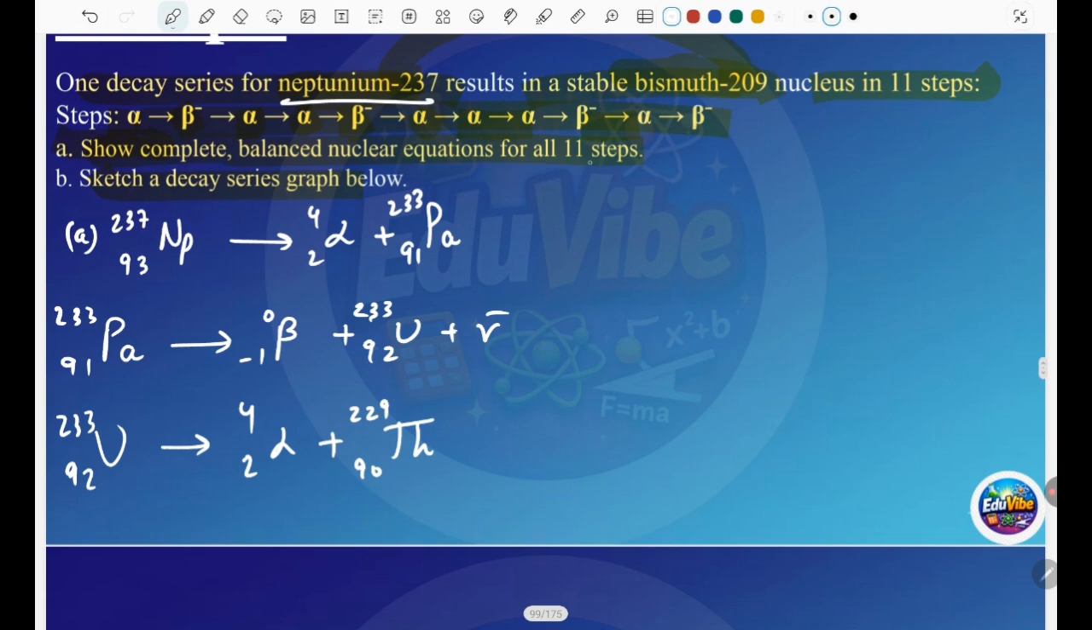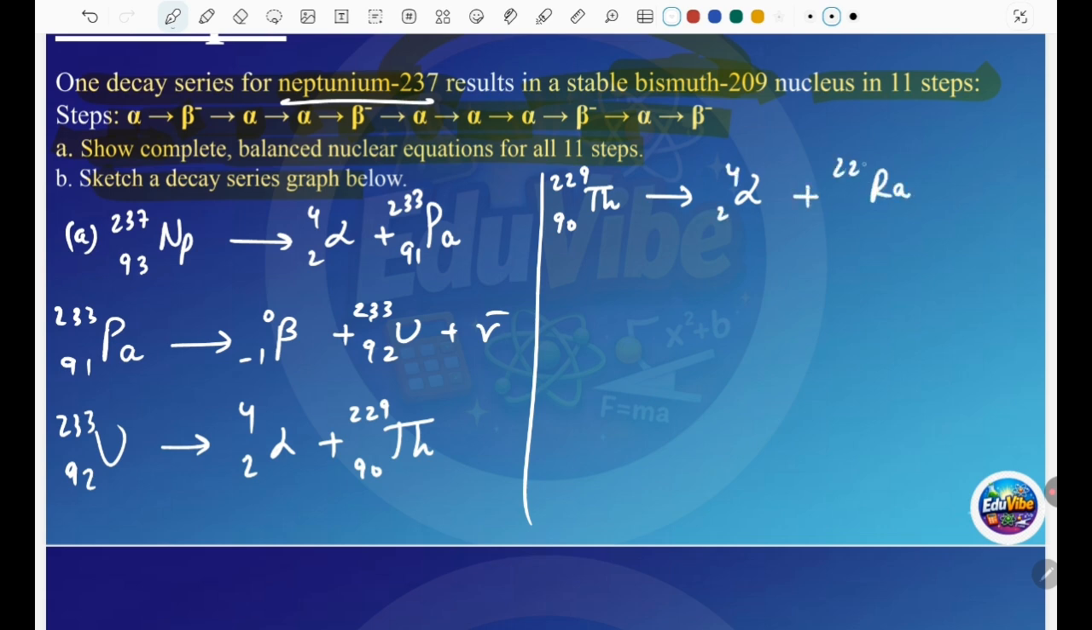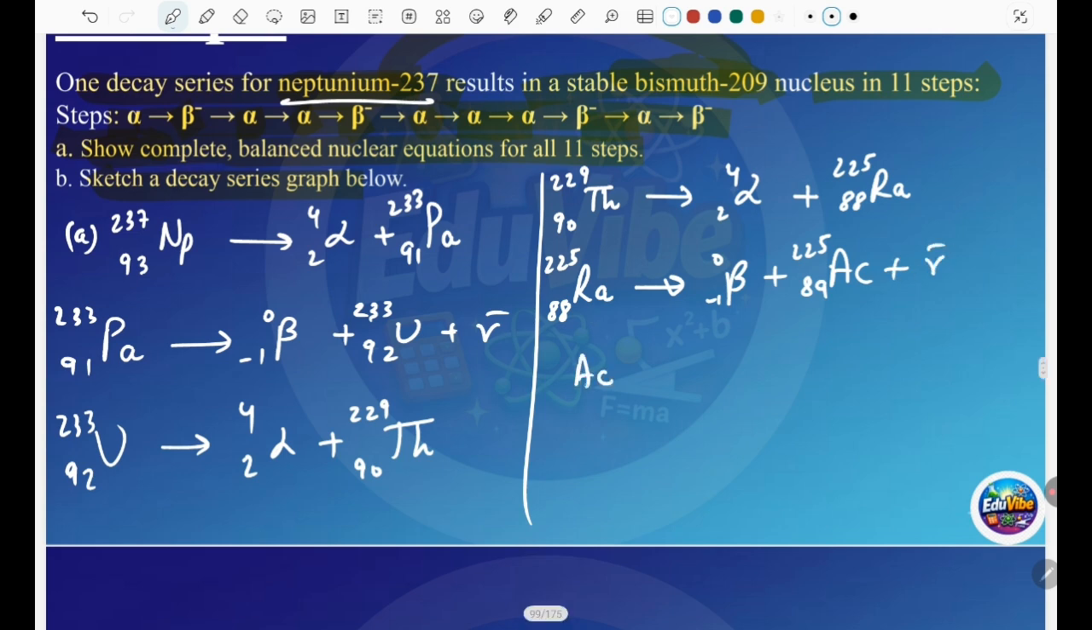Then let's do from here. Then here we have Th-229, 90. This is again an alpha decay. So we have alpha 4, 2 plus Ra-225, 88. Then we have Ra-225, 88, and you will get a beta negative now. So that thing, you get something, Ac-225, 89, plus this.